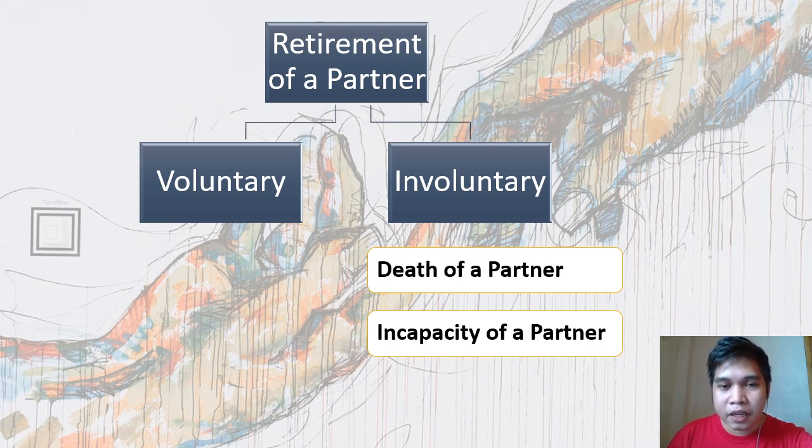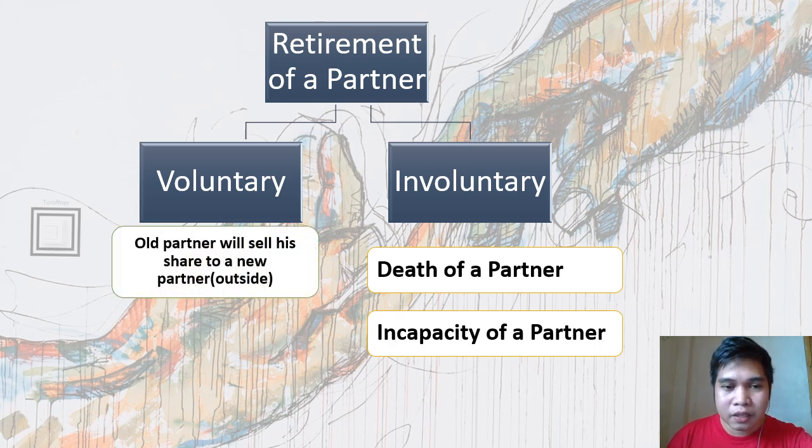Ibig sabihin voluntary, kailangan po mag-agree lahat ng partners na mag-retire na nga yung specific partner na to. Kasi hindi naman siya pwedeng umalis kung kailan niya lang gusto kasi meron silang kontrata. However, if they agree na aalis na talaga sa retirement partner, meron mga options na nilatag ang ating civil code on how to retire from the partnership. Ito po yung i-discuss natin maya-maya unti.